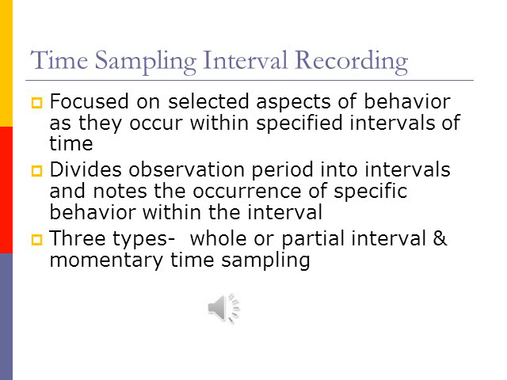In time sampling or interval recording, we take a larger observation period or session and divide it into smaller intervals. Then we watch for behavior and record behavior within these more limited time intervals. So for example, I may go into a classroom and observe for 20 minutes, but I divide that 20 minutes into 15-second intervals. And there are different types of interval recording called whole interval, partial interval, and momentary time sampling.